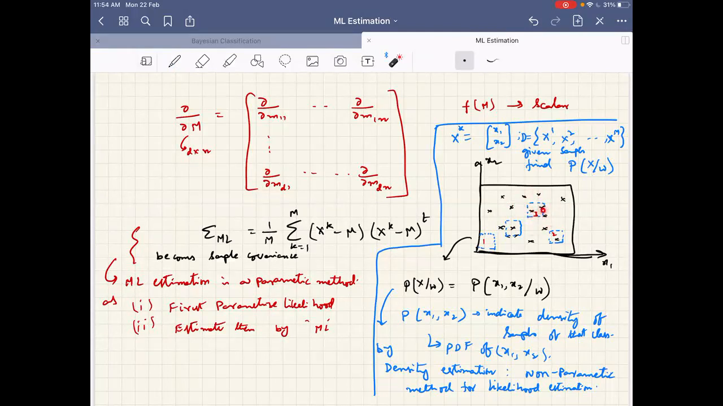Gaussian means what? If I am considering a window around a sample, I give more importance to the sample. I will count that sample as one sample, assume that. I will count these samples as 0.1 samples, because the Gaussian will extend and these samples are counted as zeros. Is that clear?